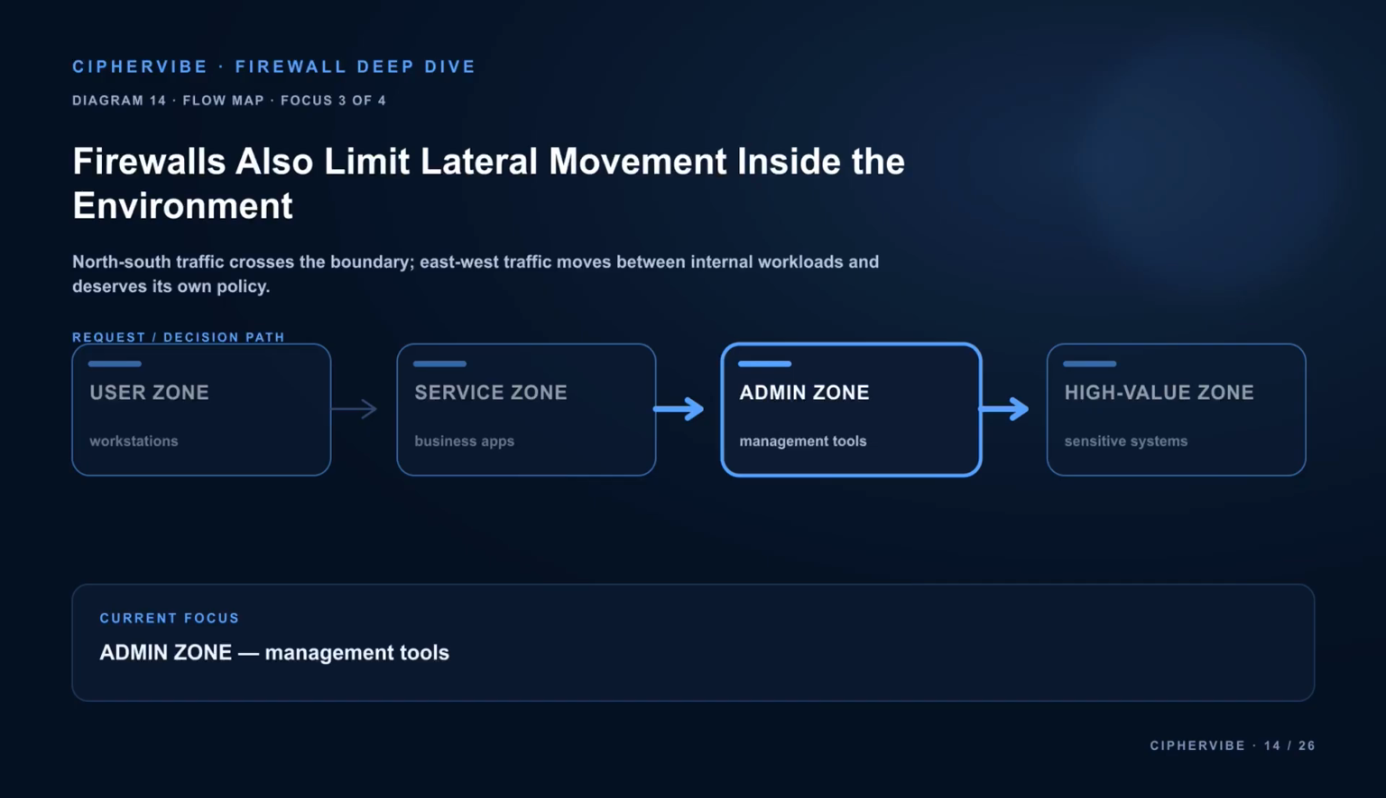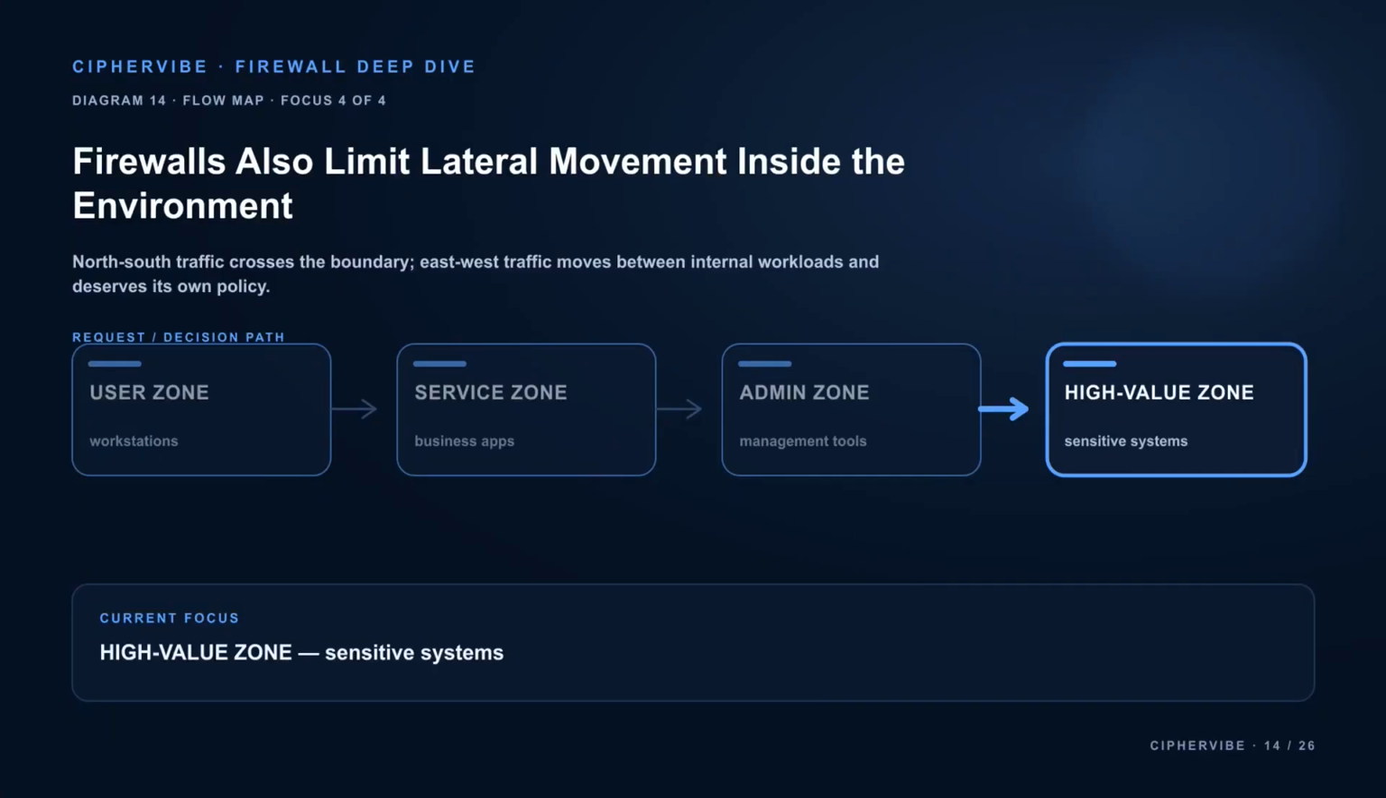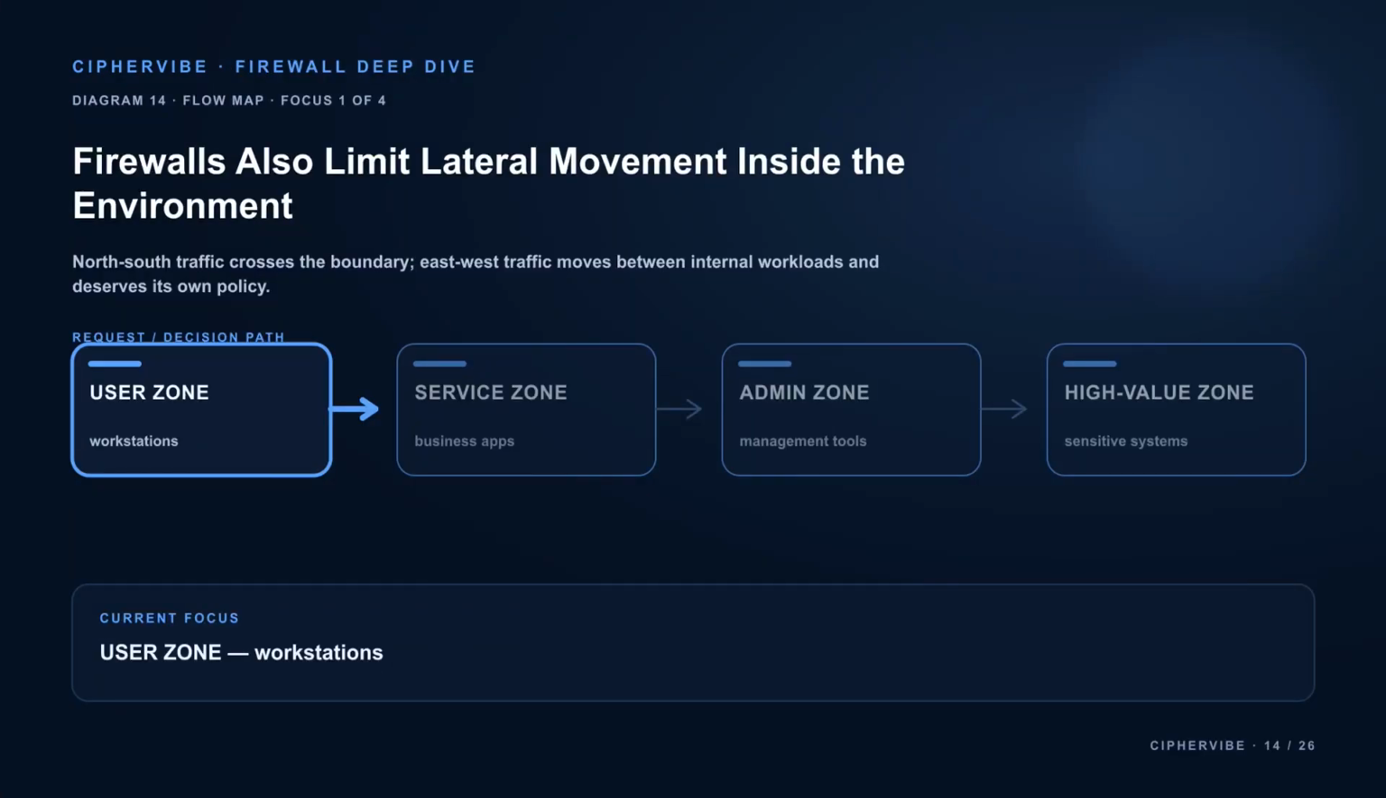The design should follow business function, data sensitivity, and recovery needs, not just IP addressing convenience. A VLAN name alone does not enforce a policy unless the paths between segments are controlled. Mechanically, internal routes pass through enforcement points or host policies that permit only documented service-to-service and management flows between designated segments. The common failure is that a network is divided into subnets but routing and access controls still permit broad any-to-any communication, creating a diagram of segmentation without the operational protection.